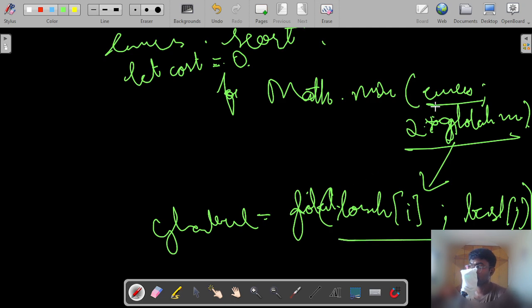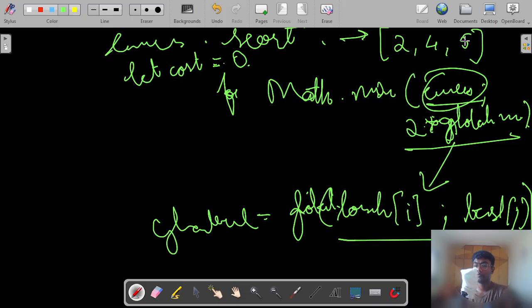And excess will say that it's the minimum operation that, if this excess array contains, let's say, 2, 4, 5, what would be the minimum value here, right? So the way to do that would be math.min of excess.